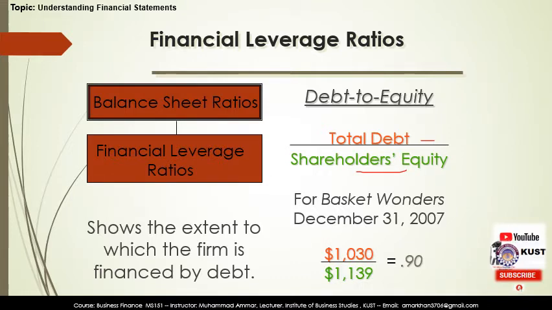So the total debt of Basket Wonder and the shareholders' equity of Basket Wonder for the year ending 31st December 2007. We know that the total debt of Basket Wonder is $1030 divided by $1139 of shareholders' equity, and we get 0.90. So what does this 0.90 show? It shows the extent to which a firm is financed by debt. It's so simple. Now we can compare it to the industry ratio as well in our next slide.